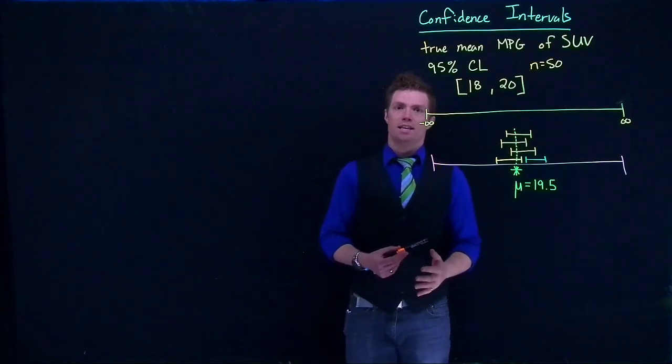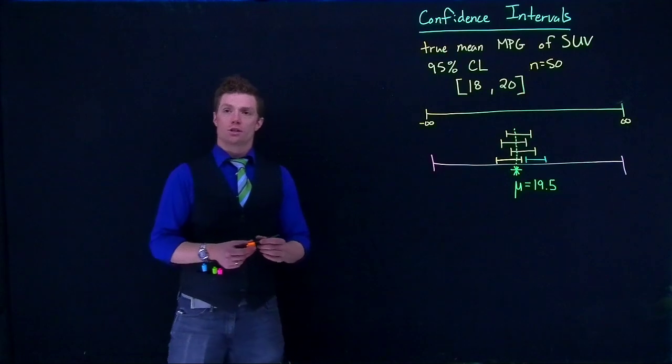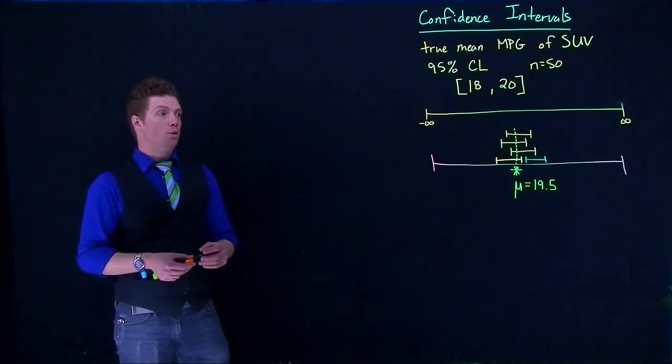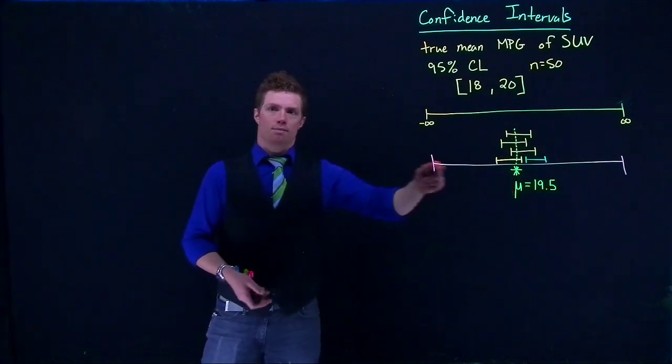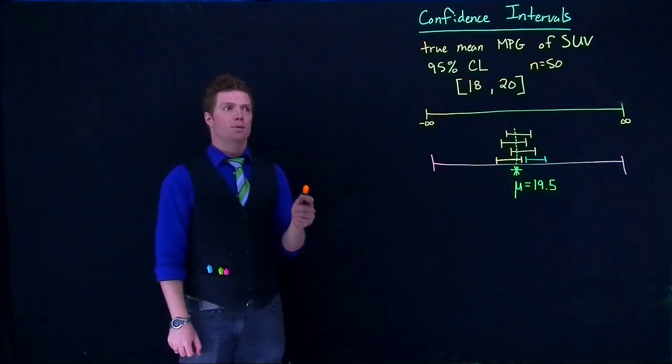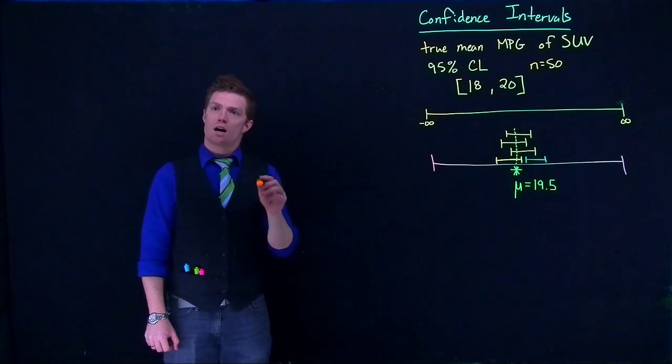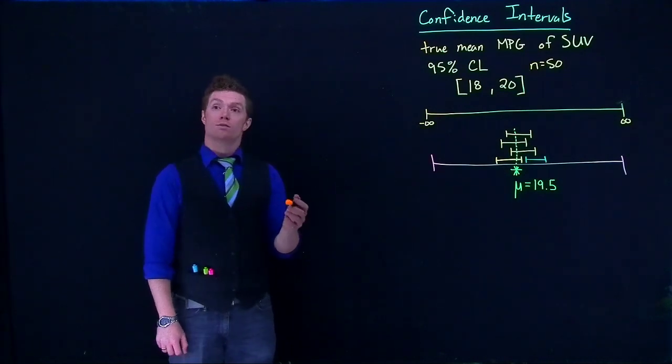It is where it is. And what we're not certain is whether or not our interval, or our net, has captured it. The true population mean is not moving. That's a really important thing to remember because of how we need to talk about our confidence interval statements.